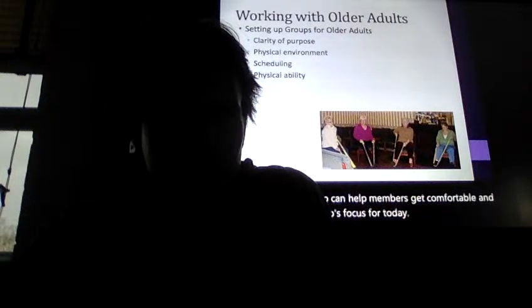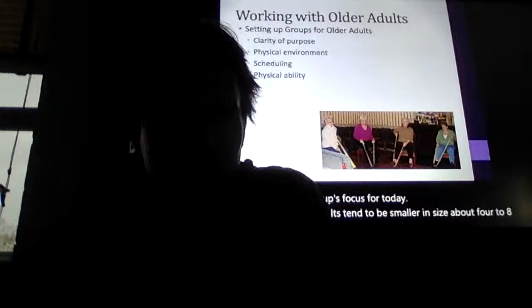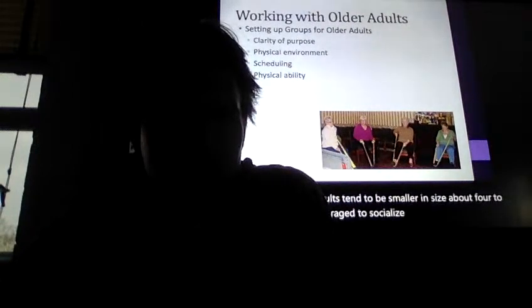Generally, groups for older adults tend to be smaller in size, about 4 to 8 members, and are encouraged to socialize outside of the group context as a way to help break down social barriers that may serve to isolate them.